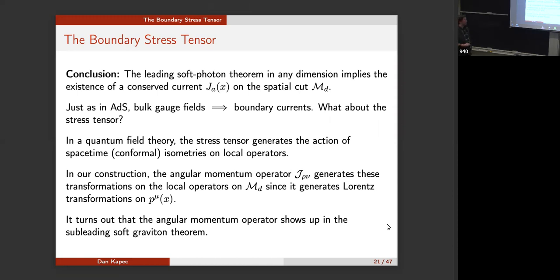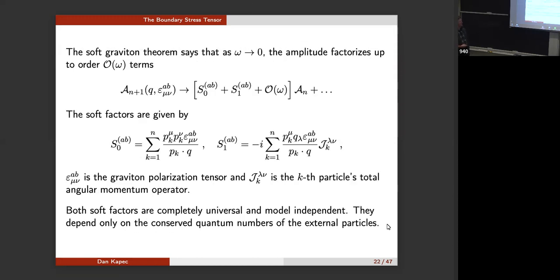space. Okay. So the soft graviton theorem actually has two universal terms. One, the normal Weinberg pole, which I'm not going to discuss for the moment, and a subleading order 1 piece, which involves the angular momentum operator acting on all of the different external states in the scattering process. So this is a little bit of a messy formula. Epsilon is just the polarization tensor, and this guy is just the angular momentum operator acting in whatever spin representation the particles transform in. Both of these are totally universal and model independent. They depend only on the conserved quantum numbers of the external states.